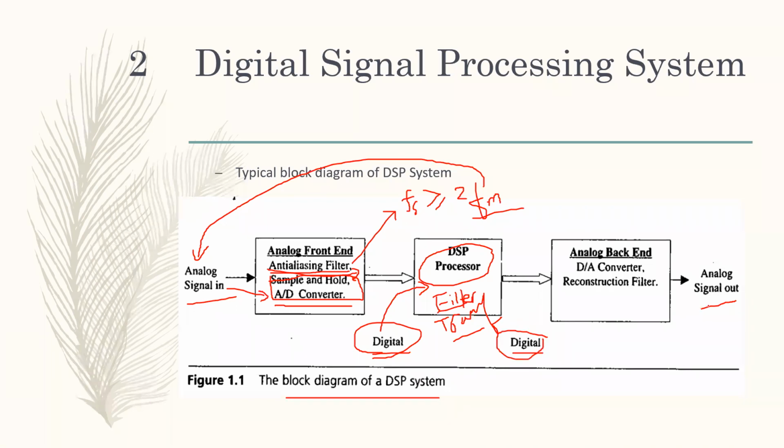Now suppose at the other end, after the processing of the signal, I want back the analog signal. So I pass this digital signal through a D to A converter, which is the reverse of the A to D converter, that is digital to analog. Again, I try to get back the original signal from whatever digital information I have. Apart from this, I can pass it through a reconstruction filter, which many times is a low pass filter. If anything is present that you don't want in the output, I'll be removing it. So at the end, I'll be getting the analog signal.